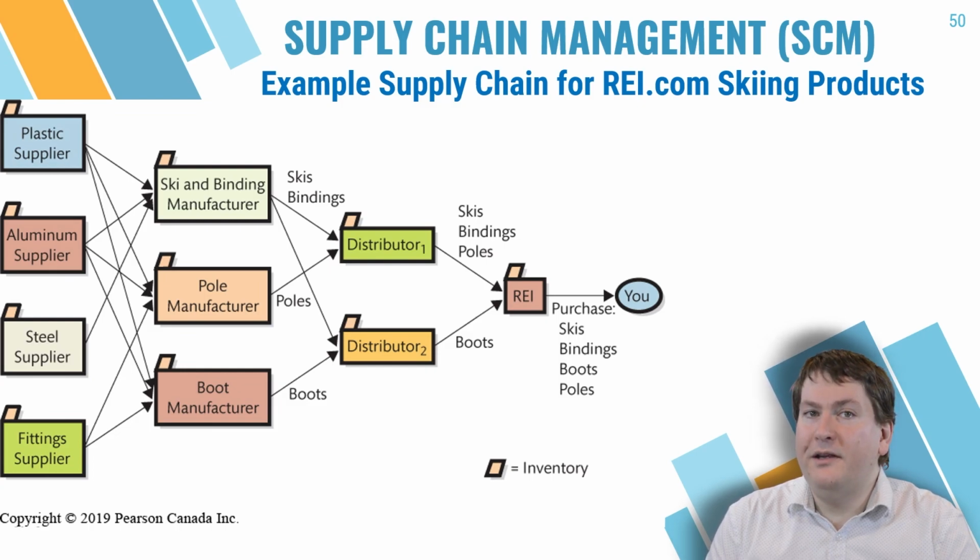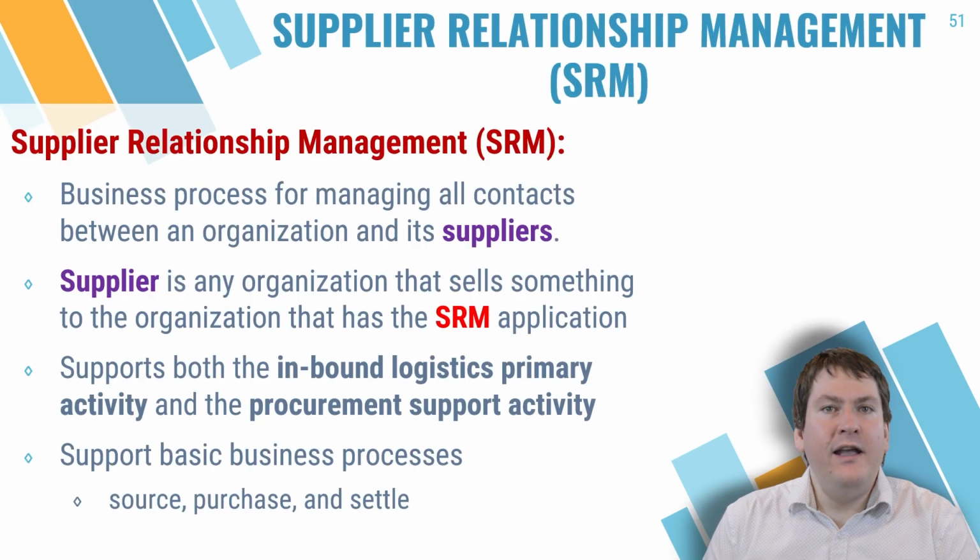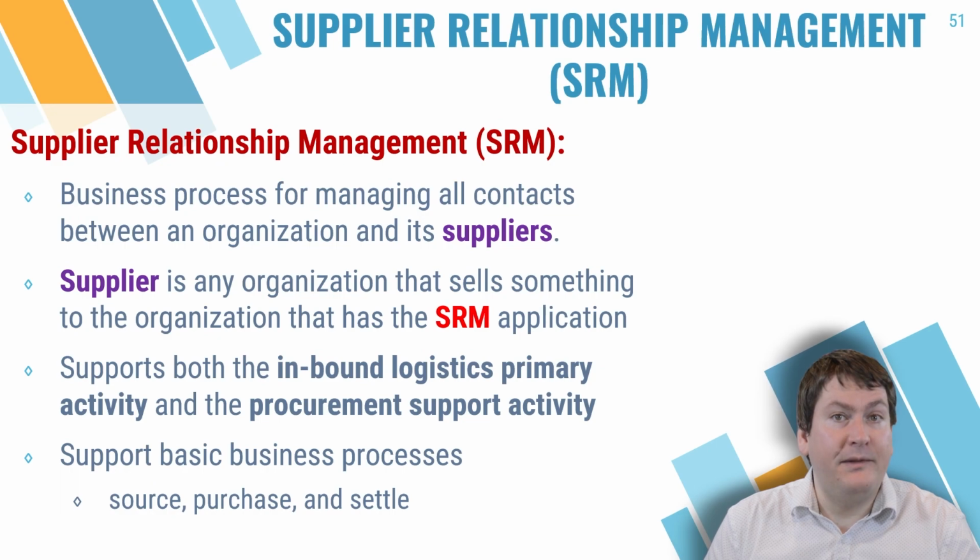And no product to sell means no money coming in. It also means some very disappointed customers. And this brings us to Supplier Relationship Management, or SRM. These are the business processes for managing all contacts between an organization and its suppliers. In this case, by suppliers, we mean any organization that sells us something.